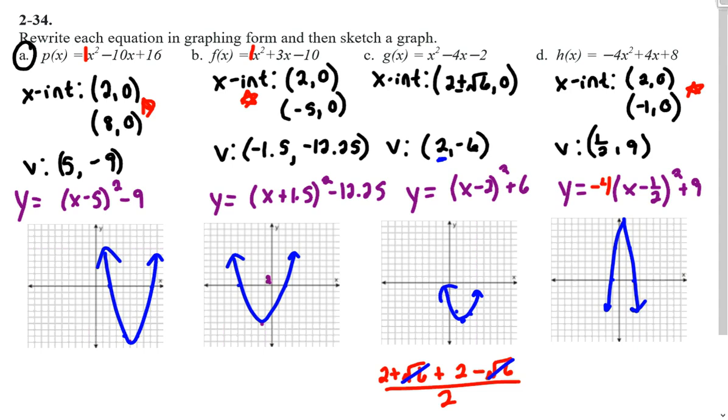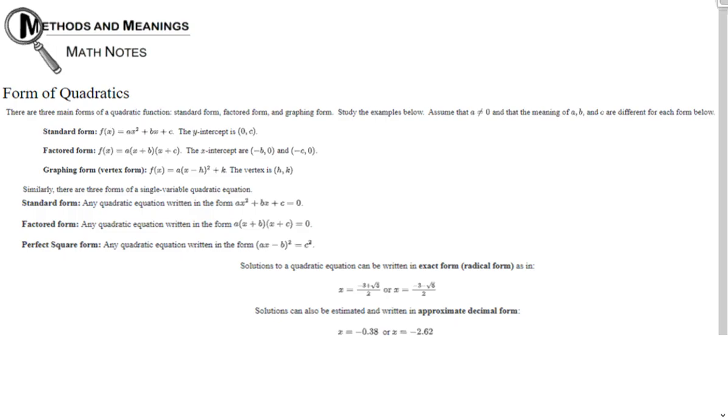One last quick little piece is your methods and meanings box. So with this, you have the 3 forms. We just talked about standard form. We've been working in graphing form. We also have factored form, which nicely gives you your x-intercepts. But then also we have different forms of solving quadratics. I'm not too worried about this. We've taken notes on this, but this is kind of the new information for you.